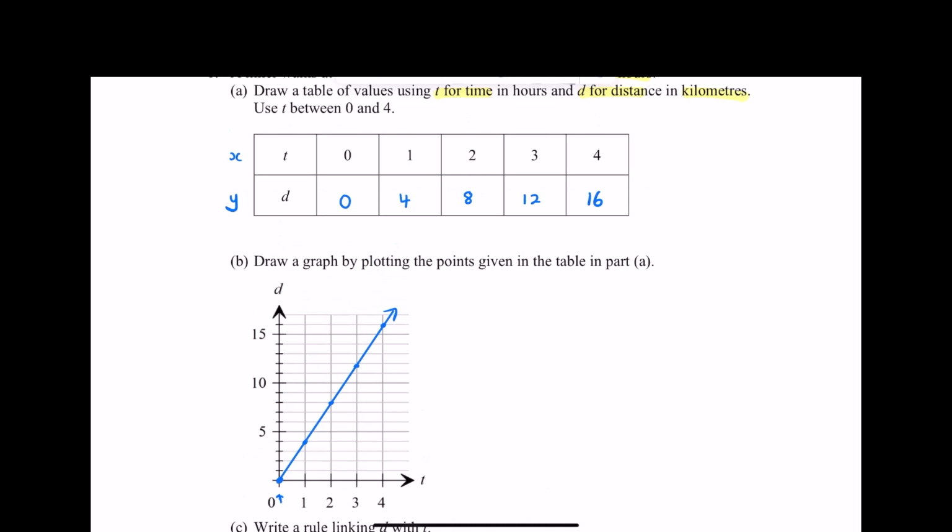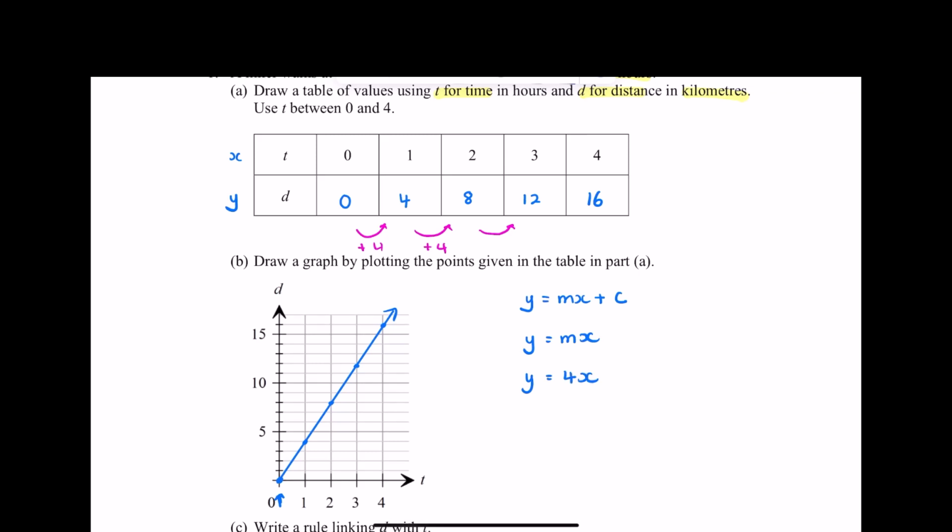We all know that the equation of a line is y equals mx plus c. But in this case, my y-intercept is 0, so y equals mx is all I'm looking at. To find m, I look at what the change in y is doing, and it's going up by 4. So my gradient is 4, y equals 4x.